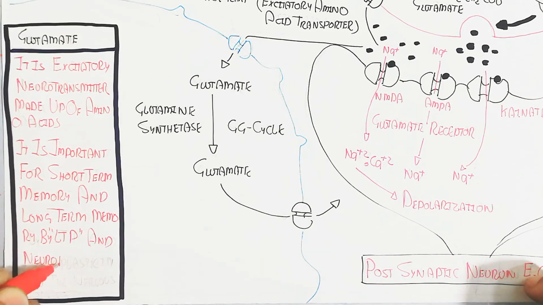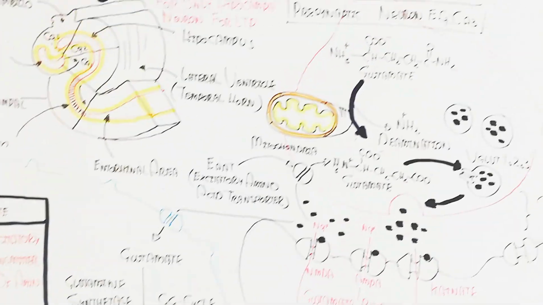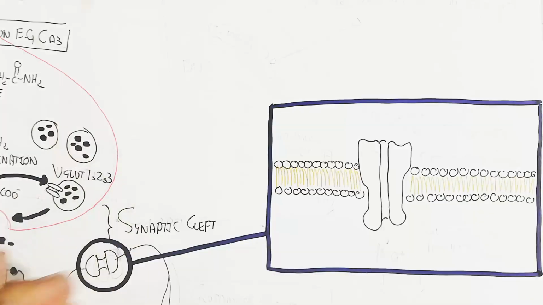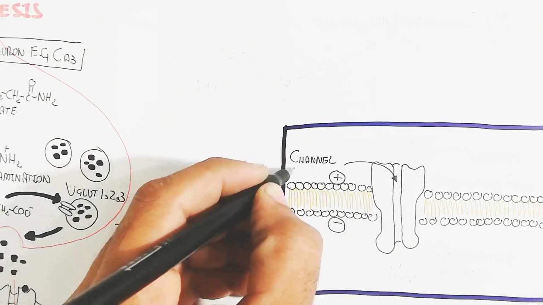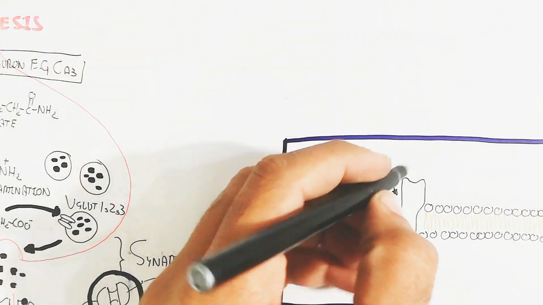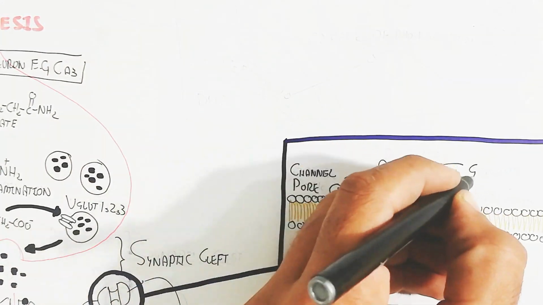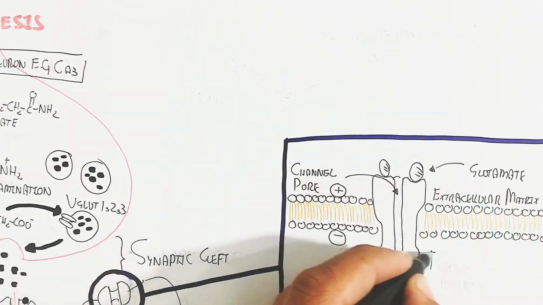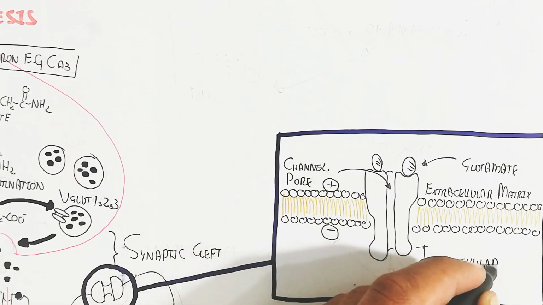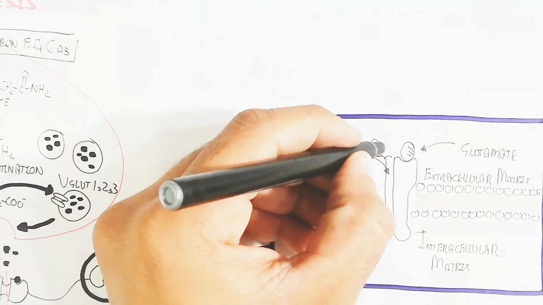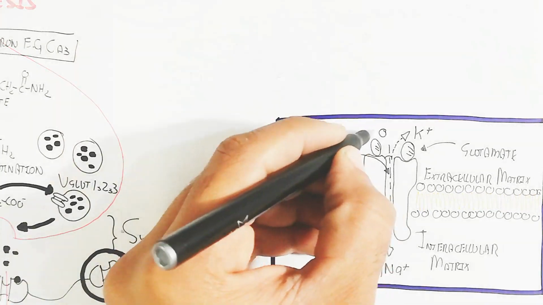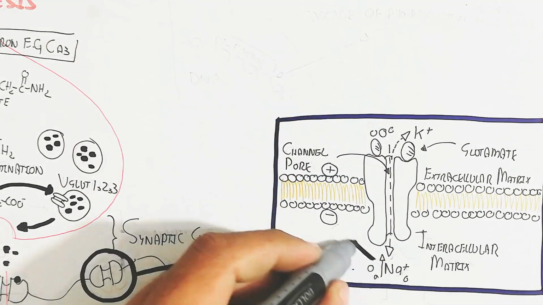Let's learn a bit more about the channel, and then we will understand the metabotropic G protein receptor. This is the channel that contains the receptor for glutamate. When glutamate binds, the channel will open and calcium will move inside while potassium can move outside. This will lead to depolarization.